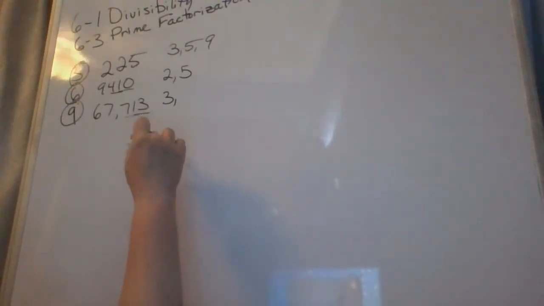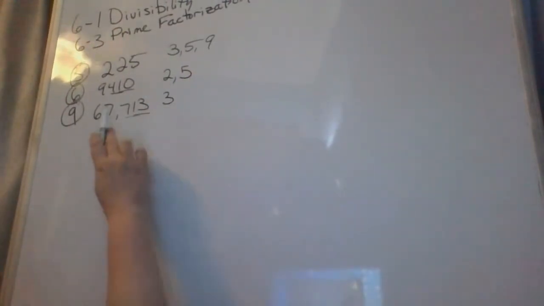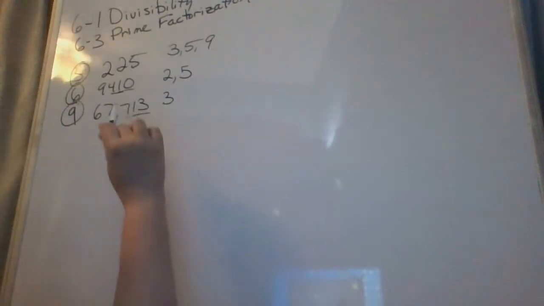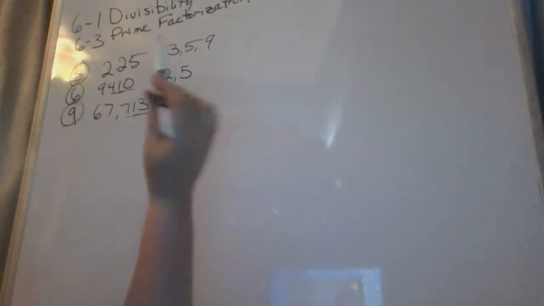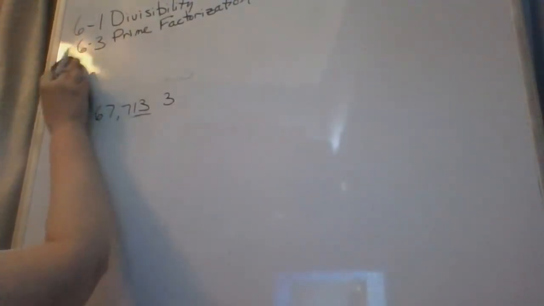And when we added them up, what did we get? 24. 9 does not go into 24, so the only number that 67,713 is divisible by is 3. That was it for 6-1. Hopefully that just refreshed those divisibility rules for you.